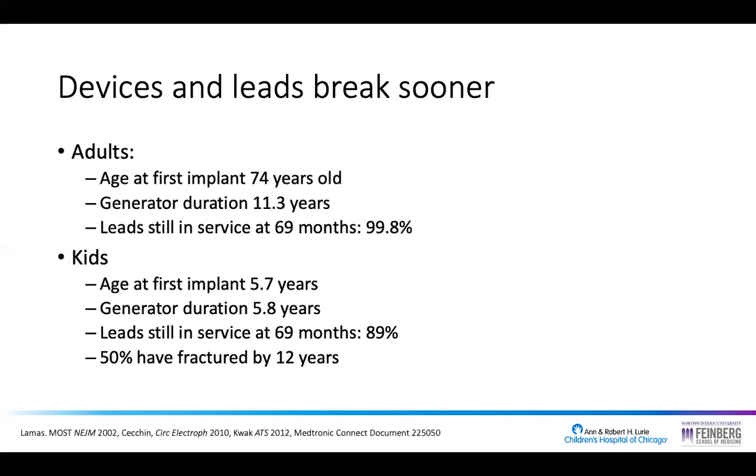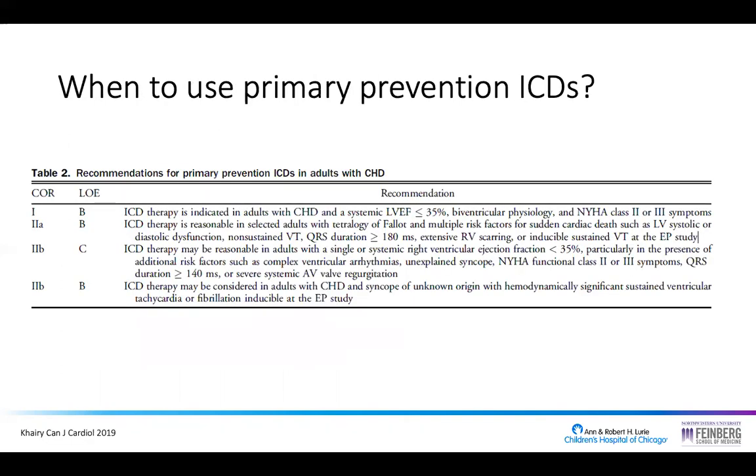But in children, the chances that 12 years later, their major comorbidity will still be their cardiac disease is much, much higher. And so the idea that the time to 50% fracture is 12 years means that if you have somebody whose average age at first implant is 5.5 years, 50% have fractured by the time they're 17 years old, and then the clock is starting again. That means it's exceptionally important to think about primary prevention ICDs in young people.